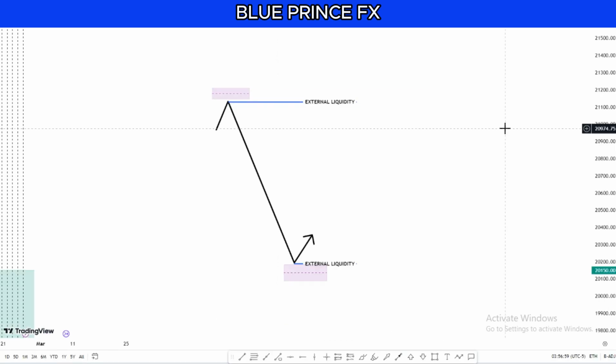The first thing we need to understand is what liquidity is and where it is found. Liquidity is found at every swing point in the market, and it refers to a collection of orders that allows transactions to occur. We have two types of liquidity: external liquidity and internal liquidity.